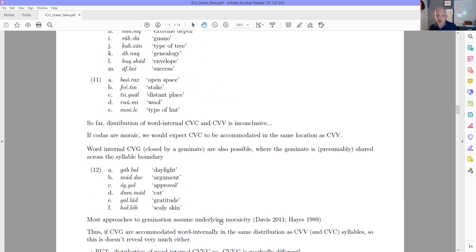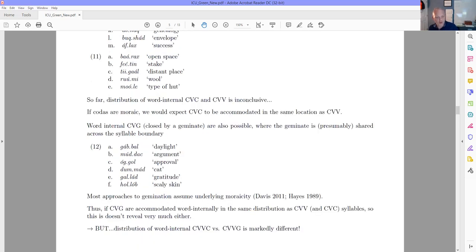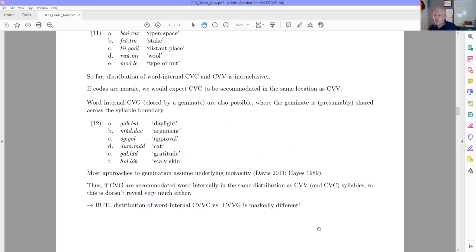Word internal CV geminate syllables, so closed by a geminate, are also possible, where this geminate is presumably shared across the syllable boundary. So lots of examples of these. I've just given you a handful here in 12, showing different possibilities. Important to keep in mind here is that most approaches to gemination assume underlying moraicity. And so if a CV geminate type of syllable is accommodated word internally under the same distribution as CVV, and as we've just seen CVC, this isn't all that telling either, right? There's a mora there. We expect the mora to be there.